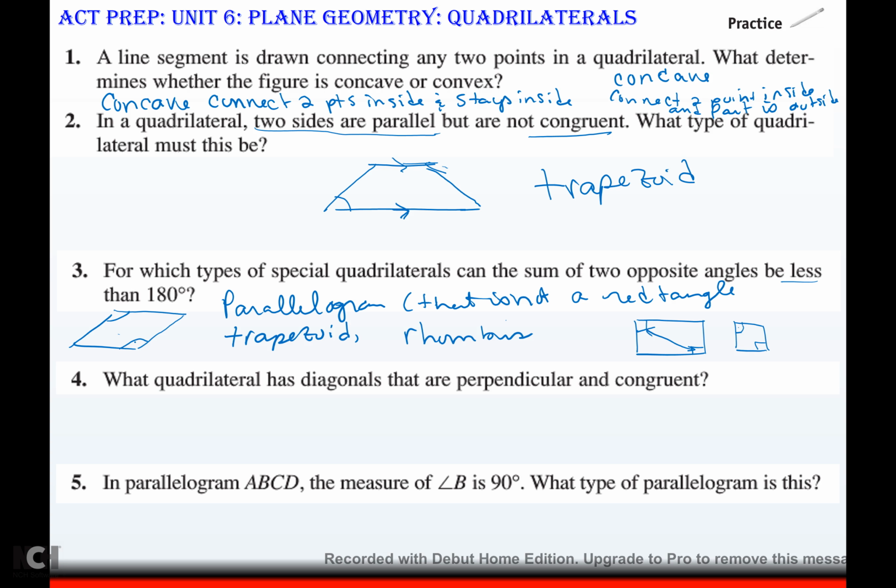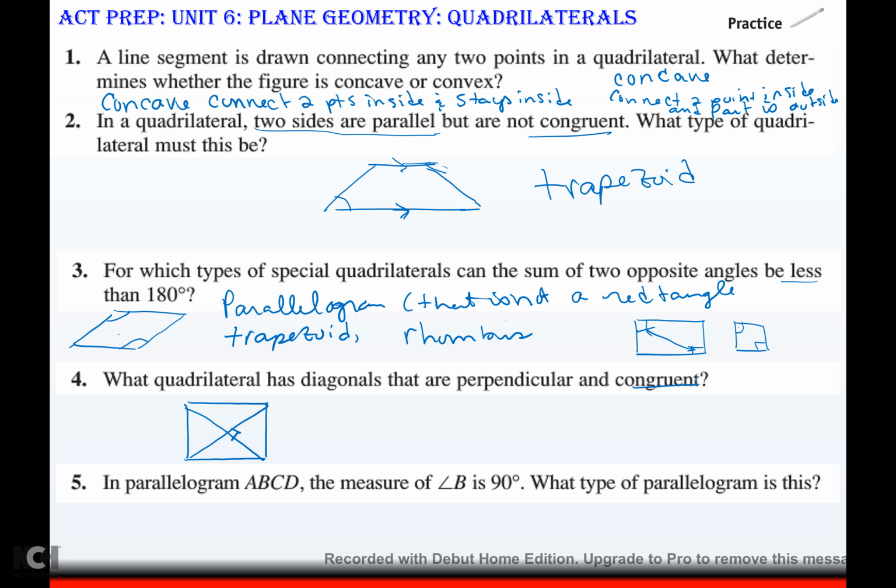Okay, 4 says, what quadrilateral has diagonals that are perpendicular and congruent? Well, the only one that said that was the square. Those diagonals do come out perpendicular. Part of the characteristics of a square is that it has all the properties of a parallelogram, a rhombus, and a rectangle. Which means that these are not only 90 degrees, but they are also congruent.